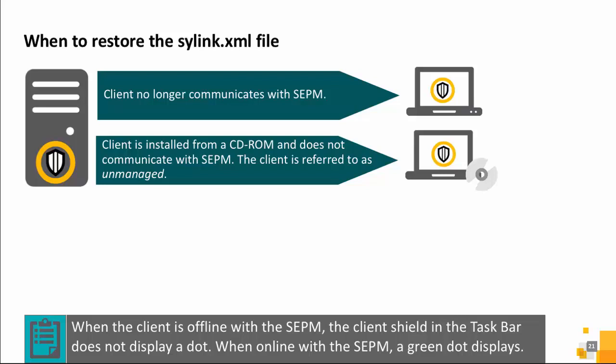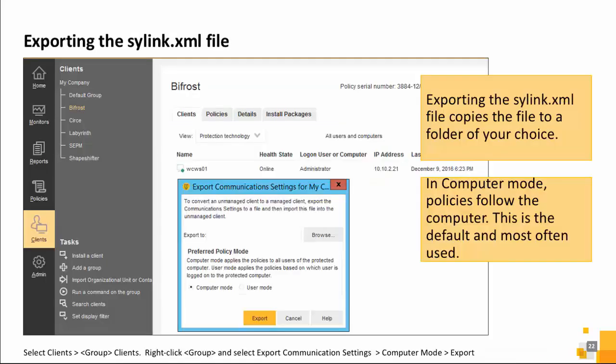In the second example, the client was initially installed using a CD-ROM, which makes the client unmanaged by the SEPM. In this case, you want to establish a connection to the SEPM so that policies are managed by the SEPM. The following slide explains 2 different methods that you can use to restore communication with SEP clients. This slide shows you how to export client communication settings for Windows, Linux, and Mac clients. User mode and computer mode are explained in more detail later in this course.